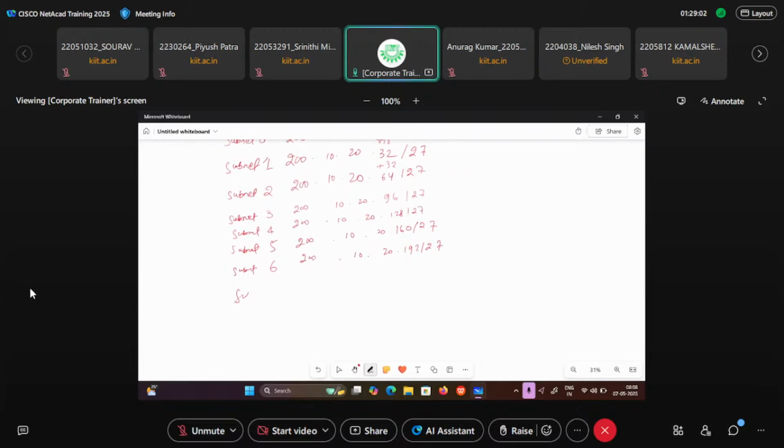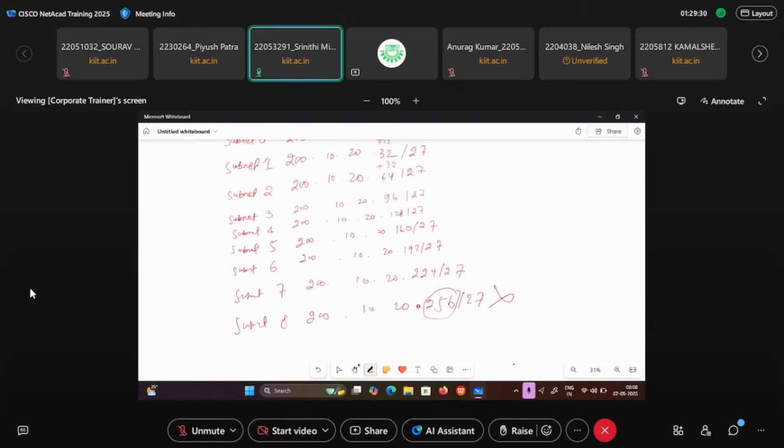Let's move ahead to the next one, subnet 7: 200.10.20, add 32, 224/27. Let's move to subnet 8: 200.10.20, add 32, 256/27. Will it be possible? 256, can you write it in any of the octets? What is the maximum value you can write in an octet? 255. So now we are going beyond 255.